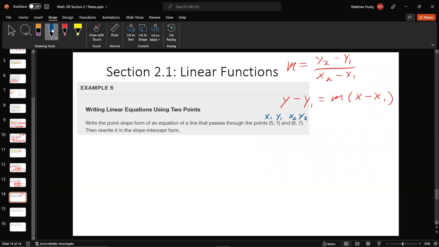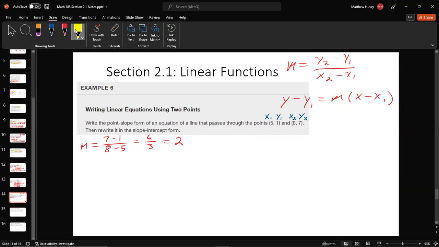Let's see here. So you got x1, y1, that's your first point. You got x2, y2, that's our second point. So first off, what we're going to do is calculate the slope. So what's that going to be? That's going to be 7 minus 1, and then 8 minus 5. 7 minus 1 is 6. 8 minus 5 is 3. 6 divided by 3 is the number 2.